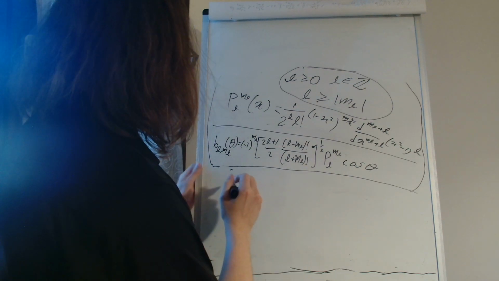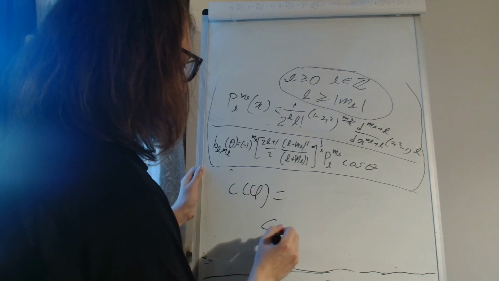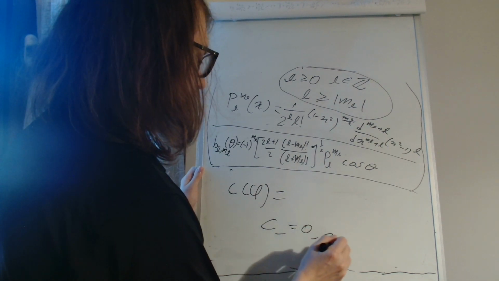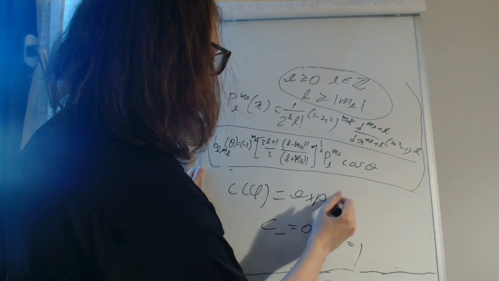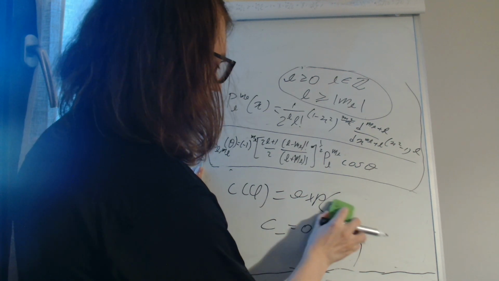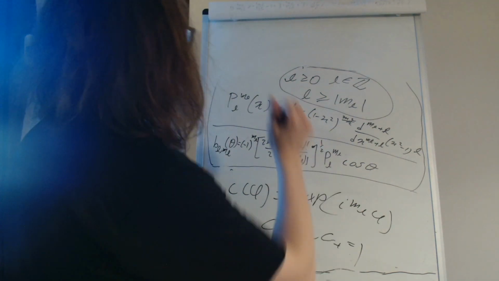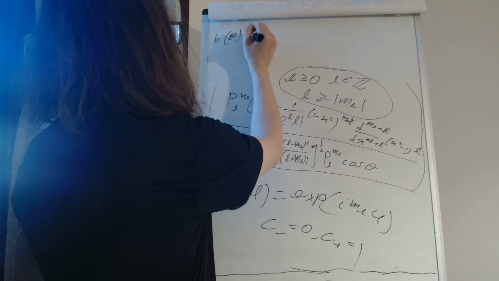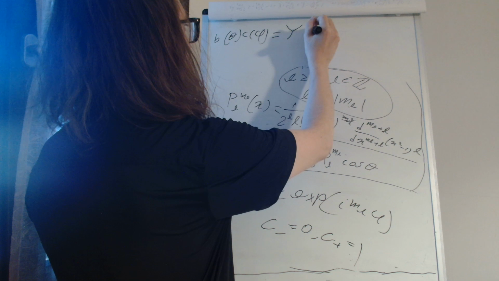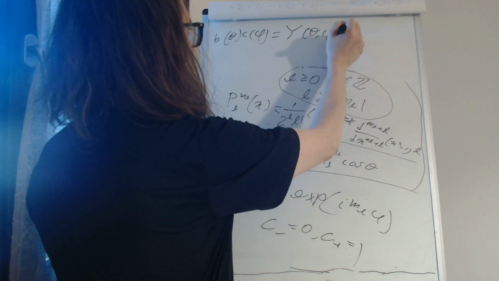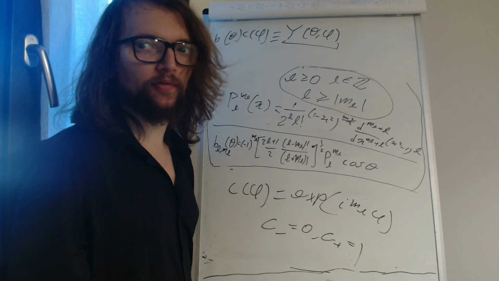Instead, for the azimuthal part, conventionally we put C minus equals 0 and C plus equals 1, so we get exponential of i ml phi. So we can put together B of theta and C of phi in Y of theta and phi, and this is the angular part of our wave function.